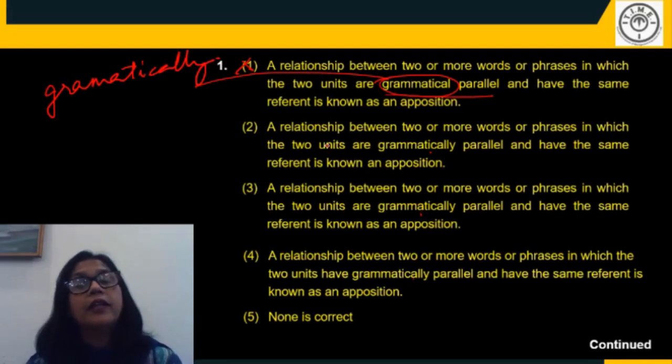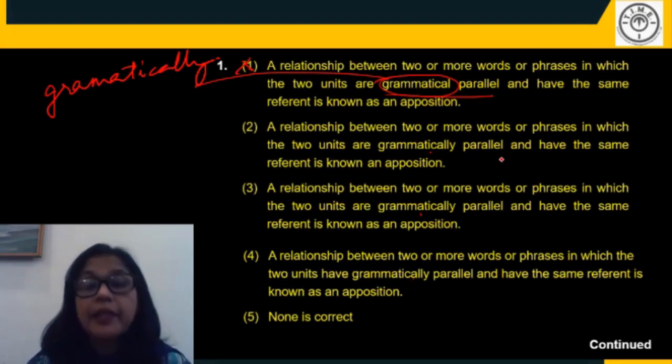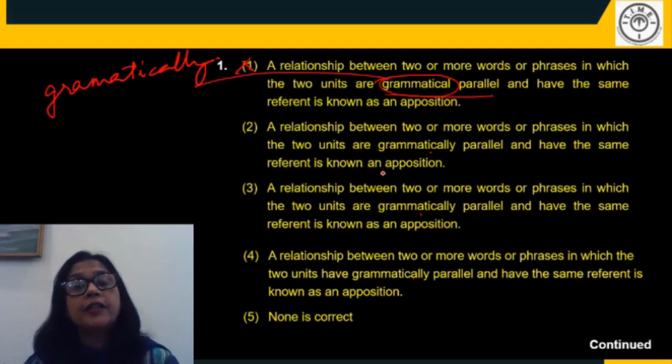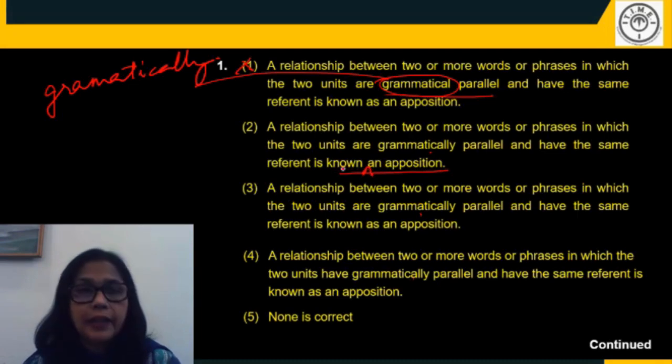Let's read the second one. A relationship between 2 or more words or phrases in which the 2 units are grammatically parallel and have the same referent is known an apposition. Something missing here: is known as an. So 2 is also ruled out.